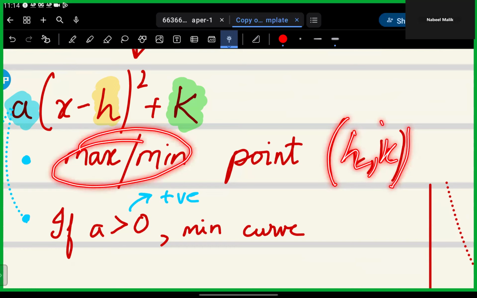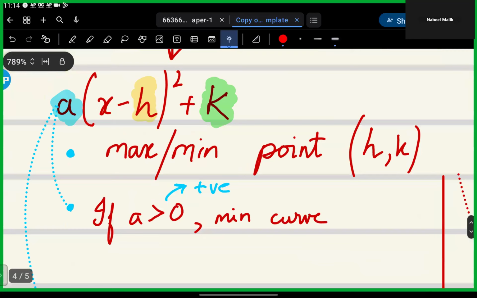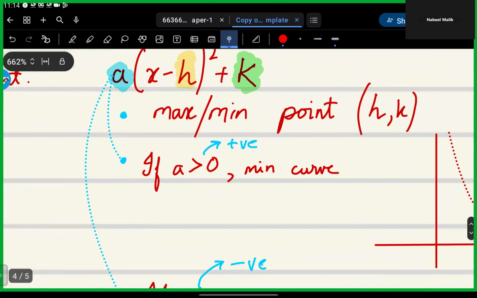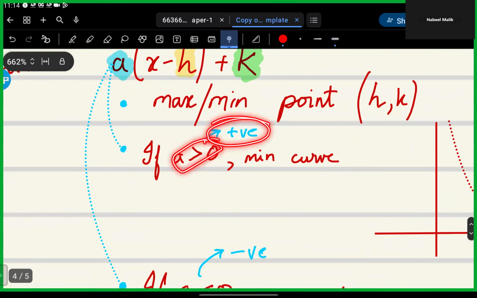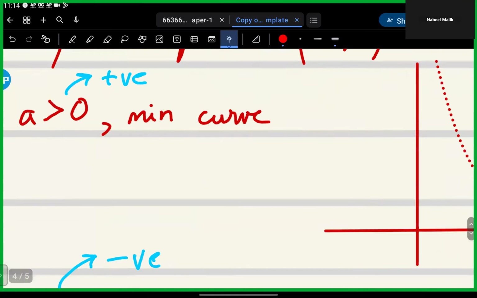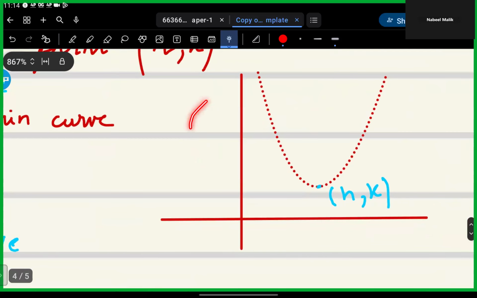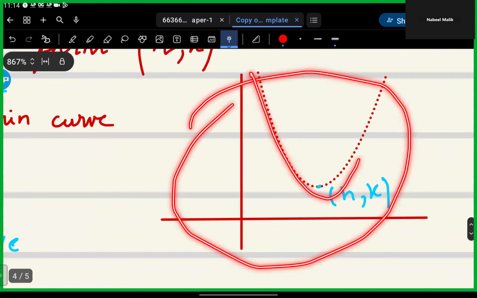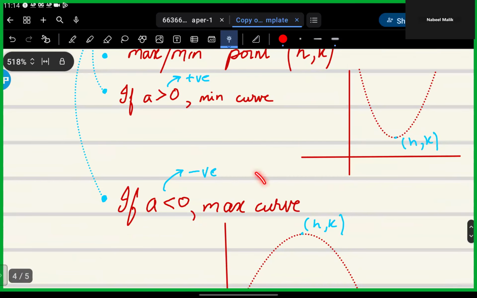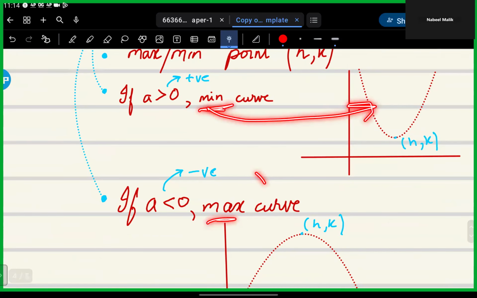Now, how will you know if it is the maximum or the minimum point? A will tell you. A will be a positive or a negative number. If A is greater than zero, that means it's positive, and then that will be a minimum curve. How does the minimum curve look like? Like this. You can also see this as a happy face, all right? So you can remember this as a happy face. If it's a minimum, then it's a happy face. If it's a maximum, then it's a sad face, all right?